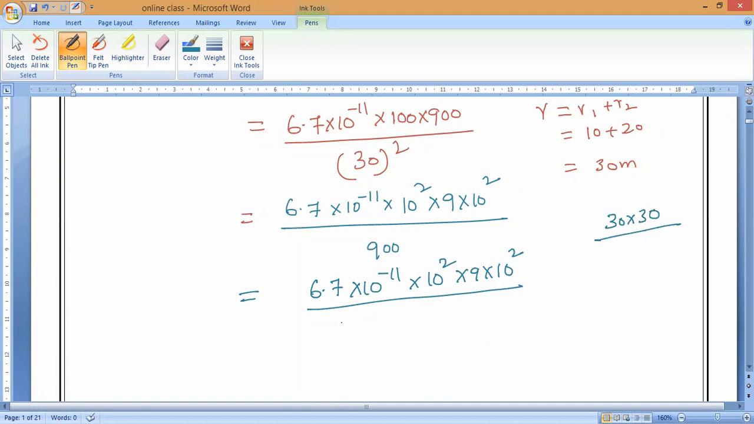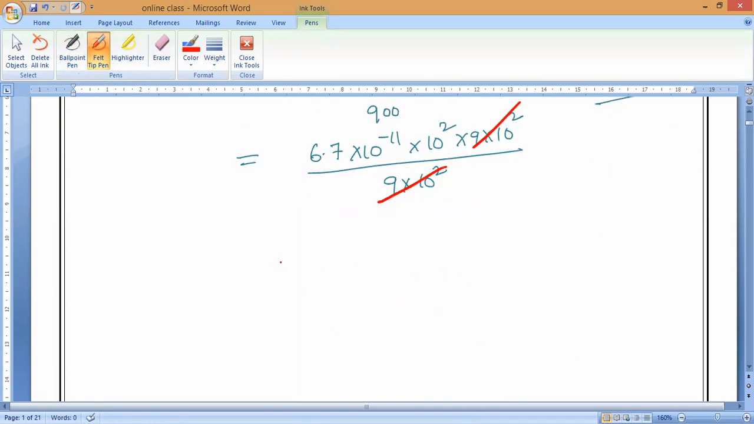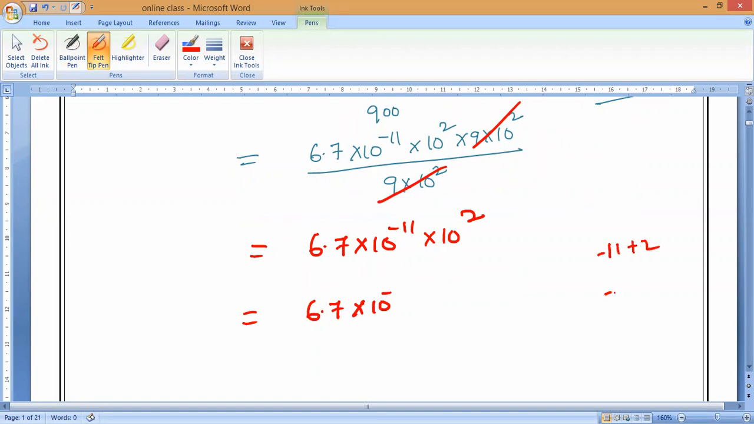So I can write it as 9 into 10 power 2. So can I cancel this fully? 9 into 10 power 2 cancels. Which is remaining? 6.7 into 10 power minus 11, 10 power 2, which is 6.7 into 10 power minus 9. The unit is Newton meter square divided by kilogram square, but the force unit is Newton only. That is what you have to remember.